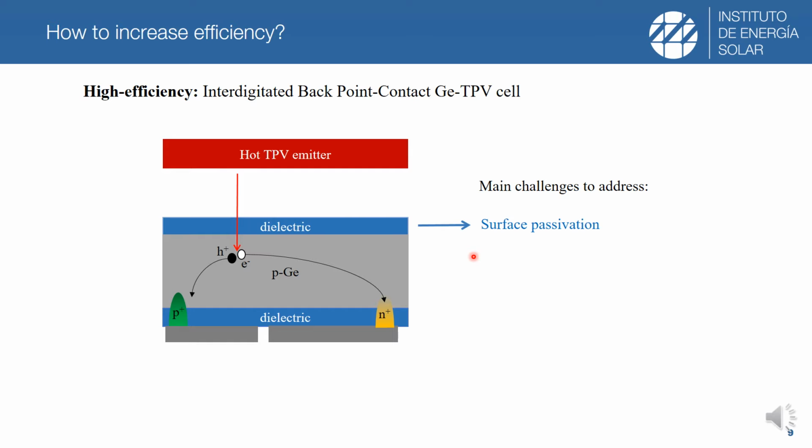For instance, excellent surface passivation needs to be achieved, since most of the carriers are generated in the front and need to be collected at the backside, and also it's not straightforward to achieve localized punctual emitter formation and local ohmic contact formation in a cost-effective way.